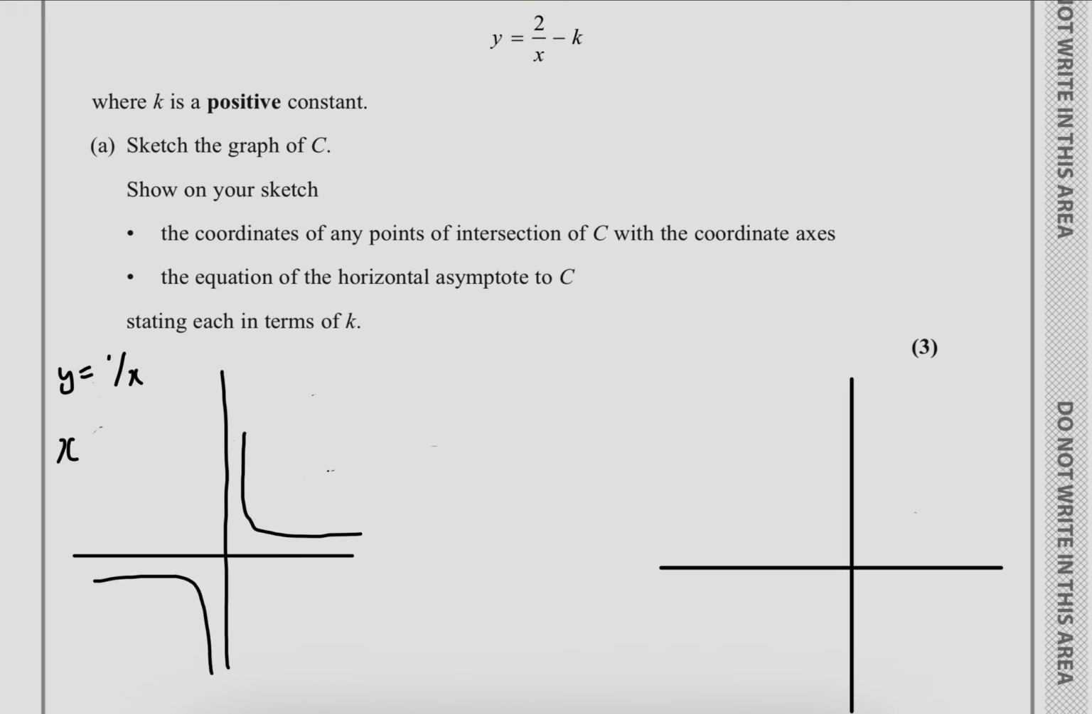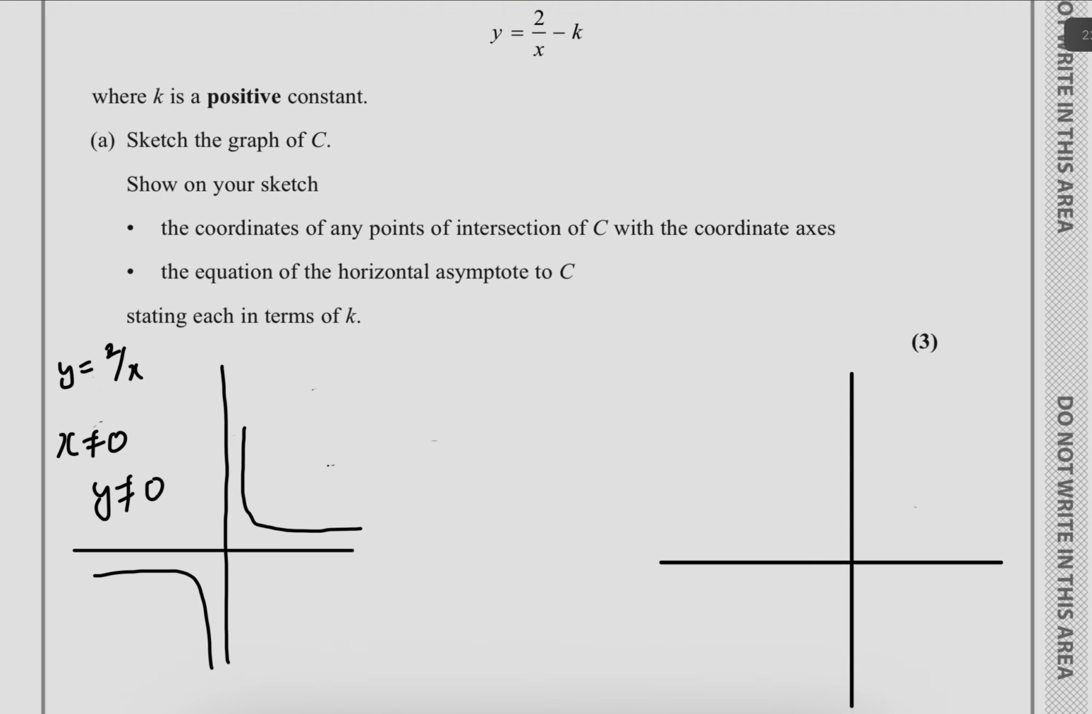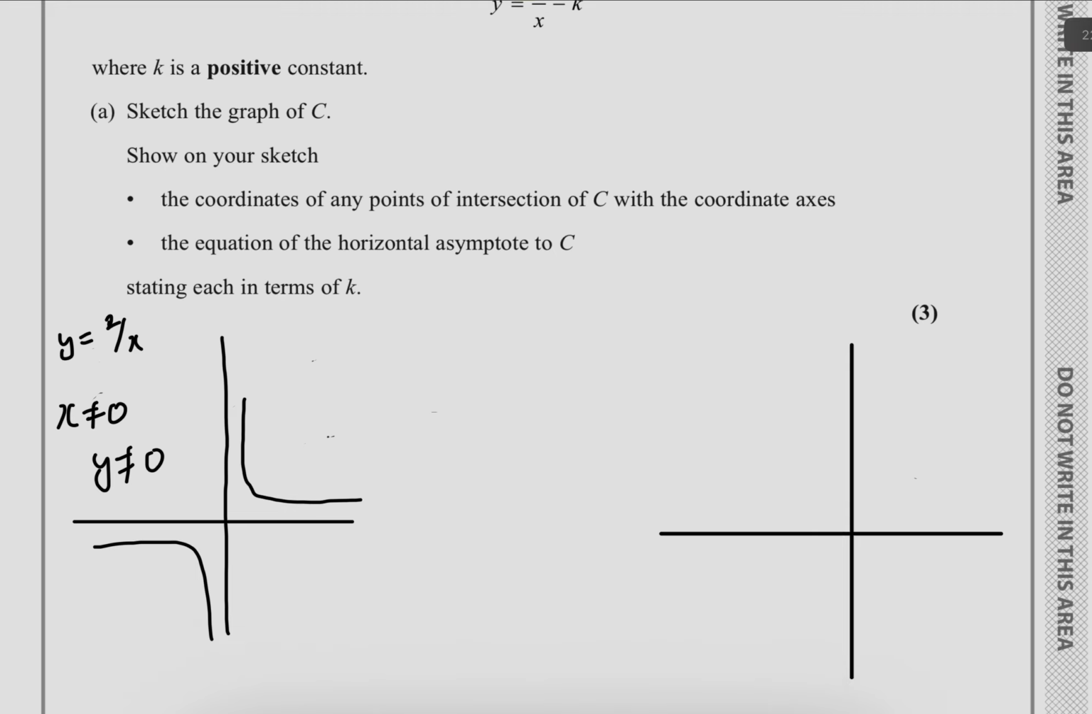We have asymptotes at x equals 0 and y equals 0. Now, for our graph of y is equal to 2 over x, it's going to be about the same. It's just that the graph affects the y, so it's elongated. But when you're sketching the graph, it's not going to make much difference unless they're asking you to draw on the same graph and you have to compare, otherwise it's the same. But really what we're working with is y is equal to 2 over x minus k.